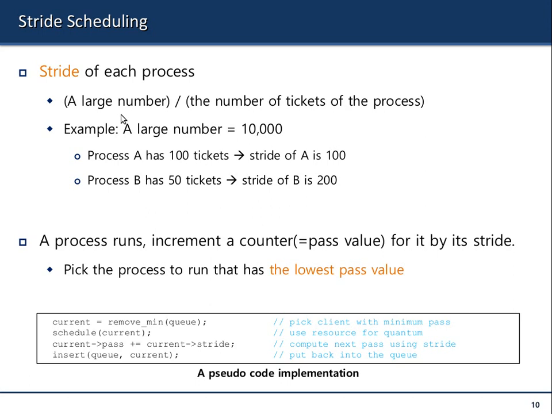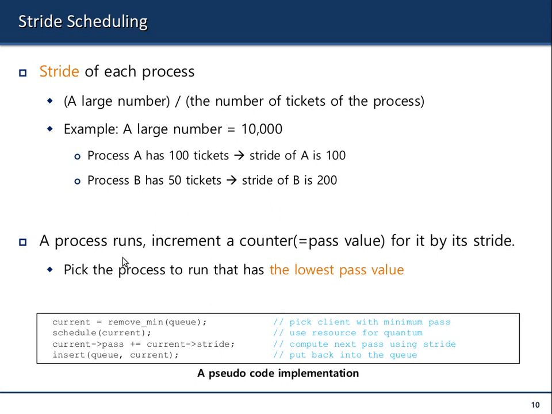So you have a large number and then you divide that with the number of tickets for that particular process. For example, if this large number is 10,000, and let's say A has 100 tickets, you define the stride of A as 100, because 10,000 divided by 100 is 100. And process B, let's say has 50 tickets, 10,000 divided by 50, then the stride will be 200. So the large number may be arbitrarily chosen. And how does this work?